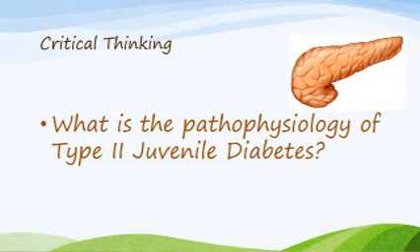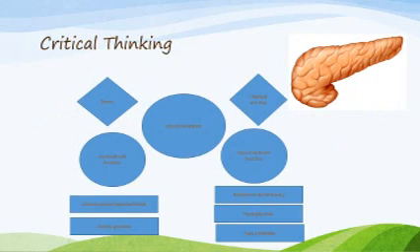Critical thinking question number 1. What is the pathophysiology of juvenile diabetes? Type 2 diabetes usually does not appear until after the age of 40, but recently has begun to show up in children. To break it down, if a person has type 2 diabetes, their pancreas still makes insulin, but the body does not produce enough of it or is not able to use it effectively.